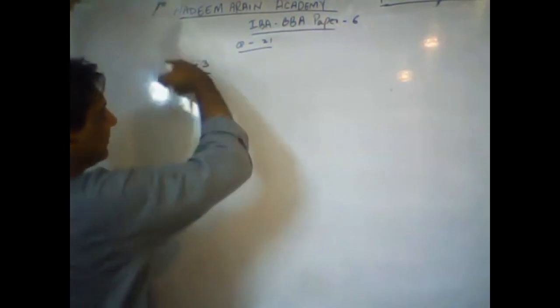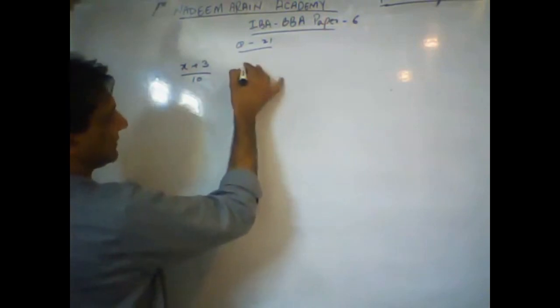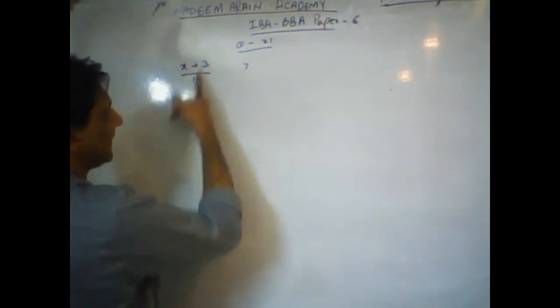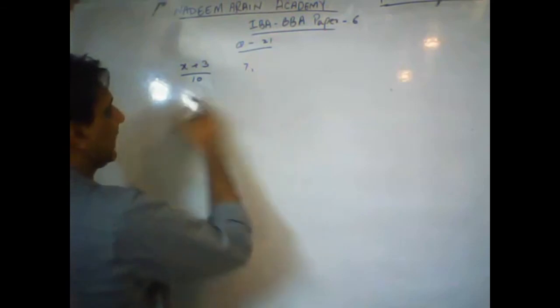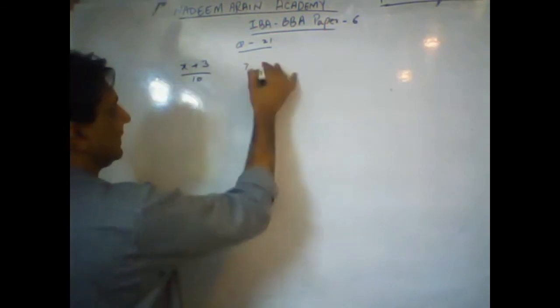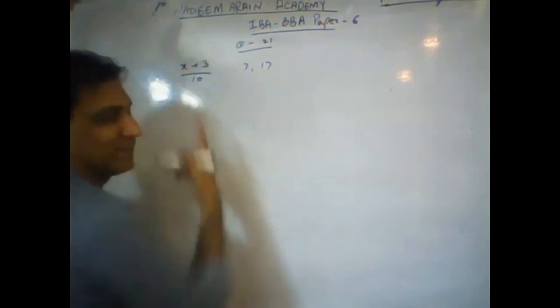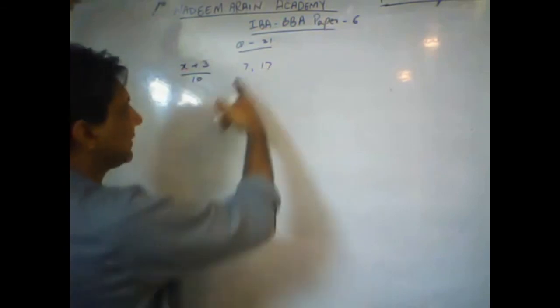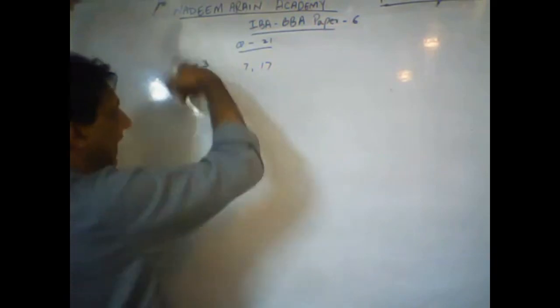So if we need this to be divisible by 10, we need to take x as 7, because 7 plus 3 is 10, and 10 over 10 is 1. Okay, another value for this is 17. 17 plus 3 is 20, and 20 over 10 will be 2. So these are two values for x here.